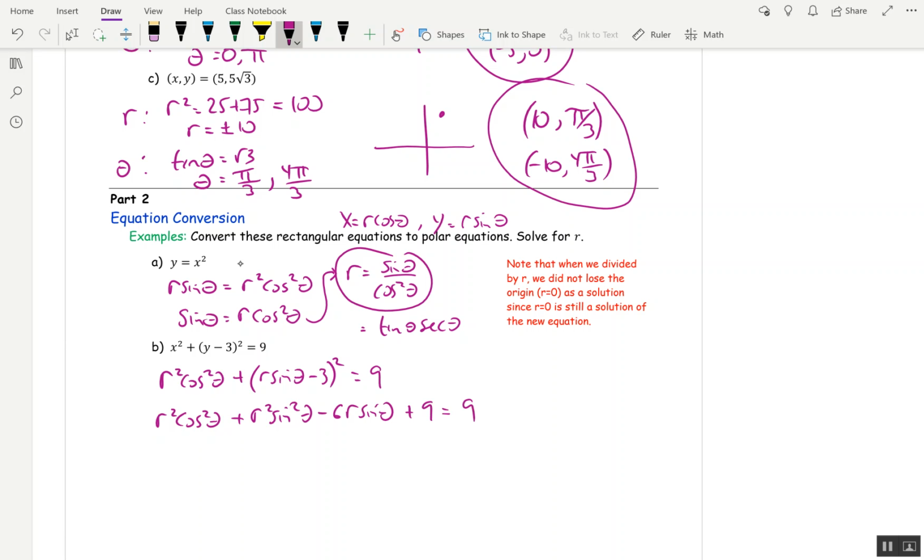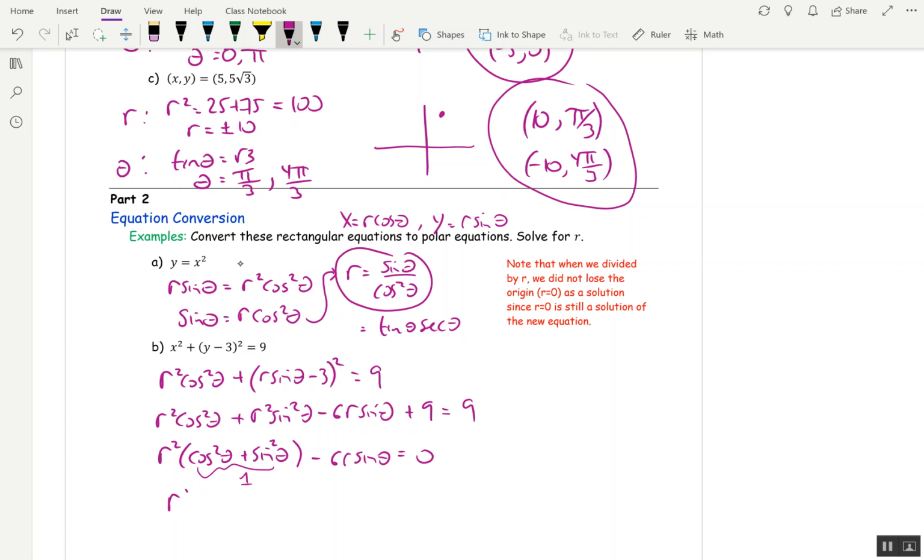Okay, I see an r squared cosine squared plus r squared sine squared. That's just going to be r squared. I'll just show you why. This is cosine squared theta plus sine squared theta. But cosine squared plus sine squared is 1. All right, minus 6r sine theta equals 0. Subtract 9 from both sides.